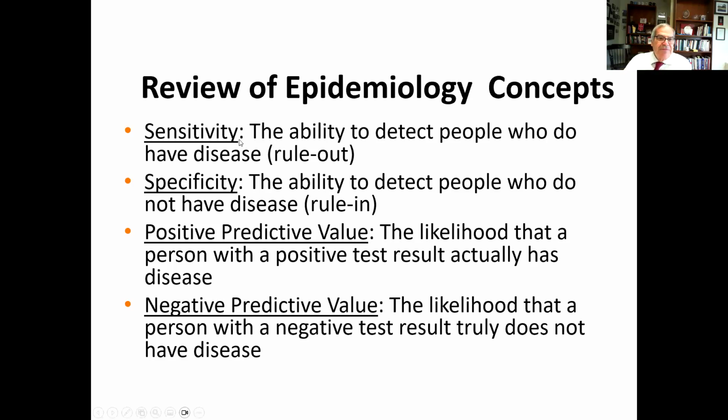The first, the sensitivity of a test, is the ability to detect people who have the disease. This is what many people will call a rule out, and we'll talk more about that. The specificity is the ability to detect the people who do not have the disease, ruling in. The positive predictive value is the likelihood that a person with a positive test result actually has the disease. And the negative predictive value is the likelihood that a person with a negative test result truly does not have the disease.